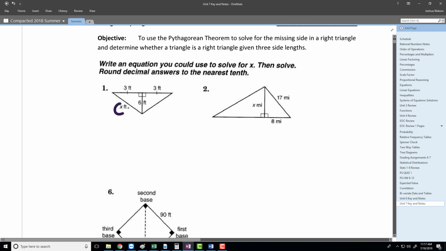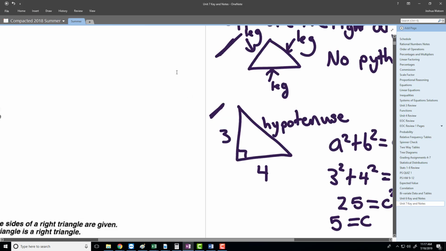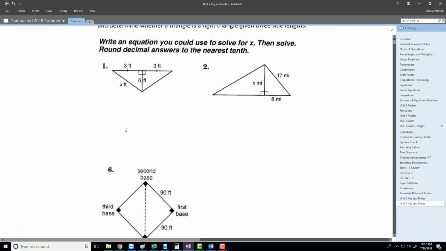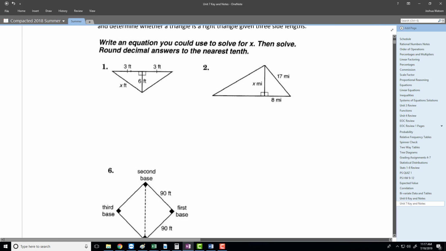I'm trying to solve for x according to the instructions. Write an equation you could use, then actually solve it. So let's do that. It turns out we have two right triangles. We've got a 3, 6, something triangle. These are the two legs, 3 and 6, and x is the hypotenuse. So 3 squared plus 6 squared equals x squared. We're going to add these together, which gives us 45 equals x squared.